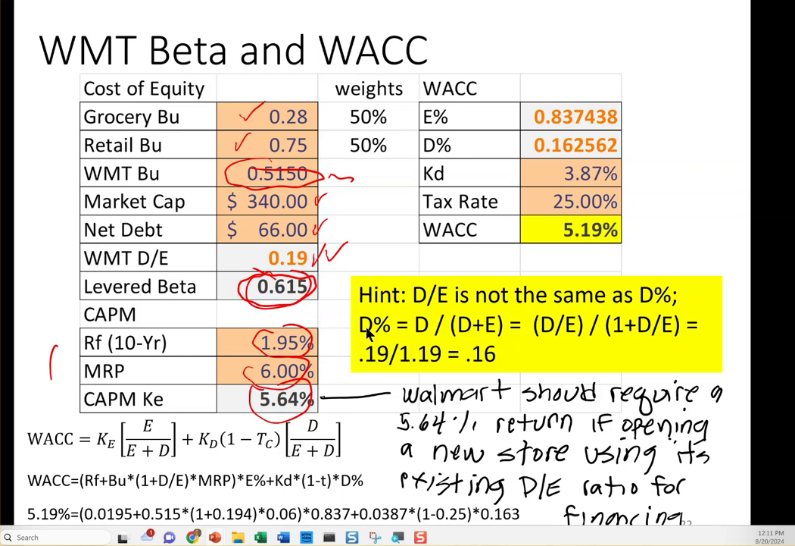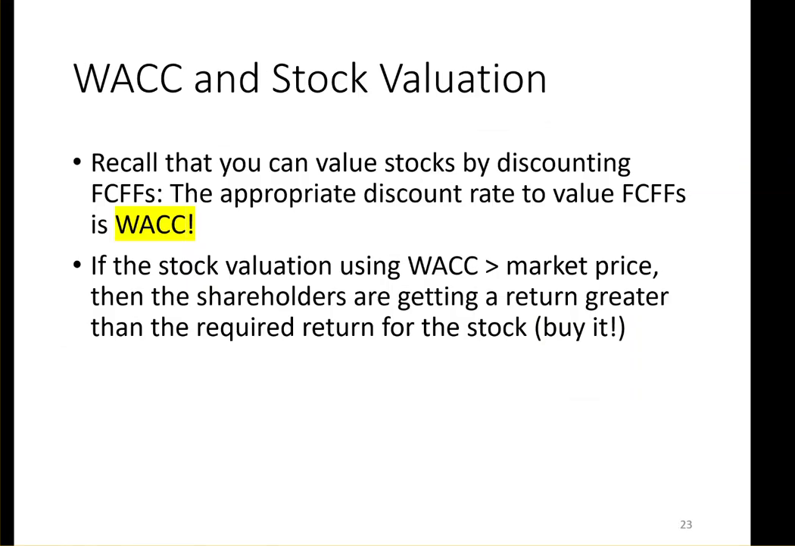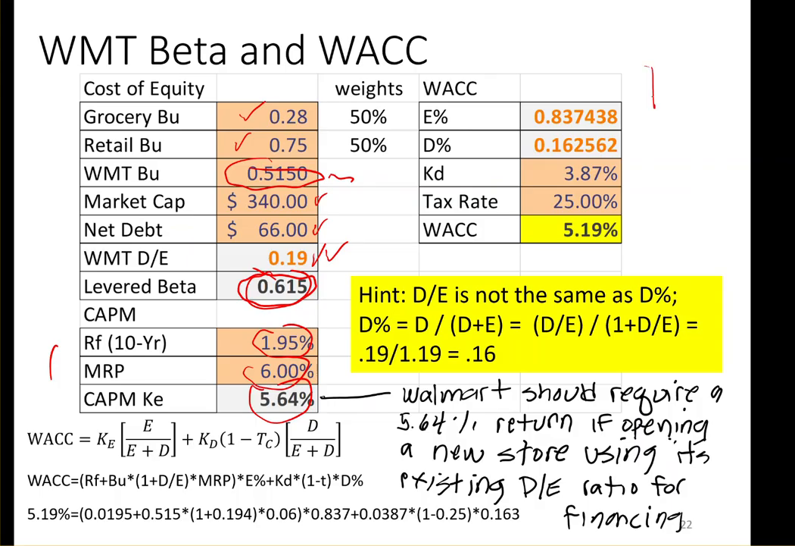All right, just want to point out something because it's very confusing. Be careful, D/E ratio versus D percent ratio. So when you see D percent versus D over E, well, D percent is D over D plus E, so don't get them confused. Be very careful.